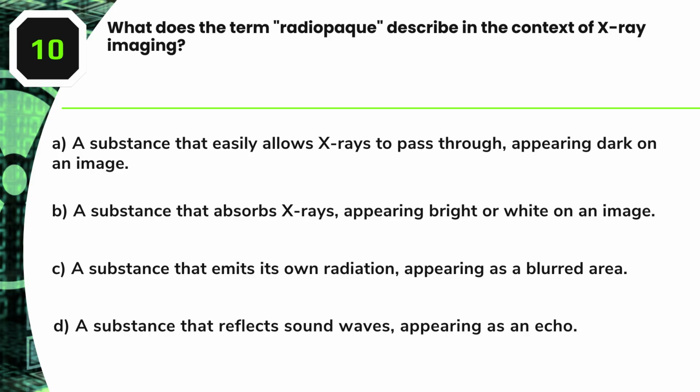Question 10. What does the term radiopaque describe in the context of X-ray imaging? A. A substance that easily allows X-rays to pass through, appearing dark on an image. B. A substance that absorbs X-rays, appearing bright or white on an image. C. A substance that emits its own radiation, appearing as a blurred area. D. A substance that reflects sound waves, appearing as an echo.